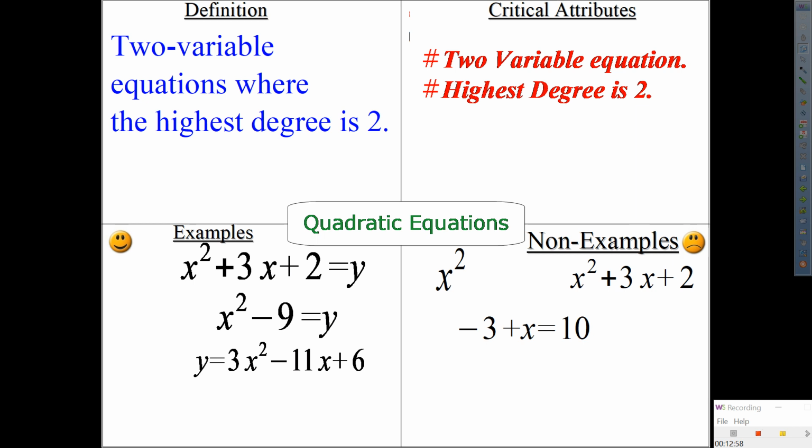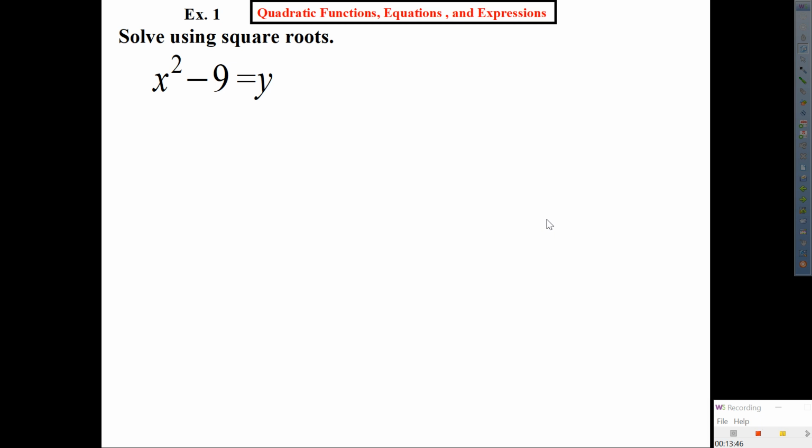So, tonight's home play, I need you to do 3 different things. We're going to be solving by square roots, we're going to be solving by factoring, and we're going to be solving by graphing, which is probably your favorite all time, right? But to get started, baby steps. We're going to start with square roots, okay? So with that said, copy example number 1. Solve using square roots. X squared minus 9 equals y. Just copy that, and I'm going to go over the process really quick.